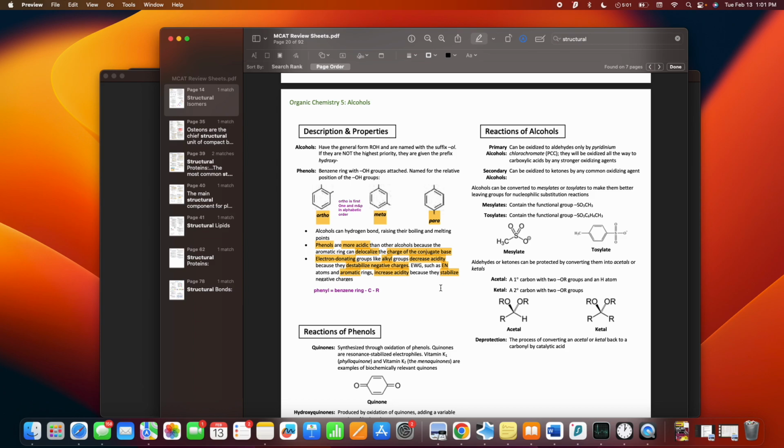It's about stabilization. So phenols are more acidic because they delocalize, they stabilize the charge of the conjugate base.